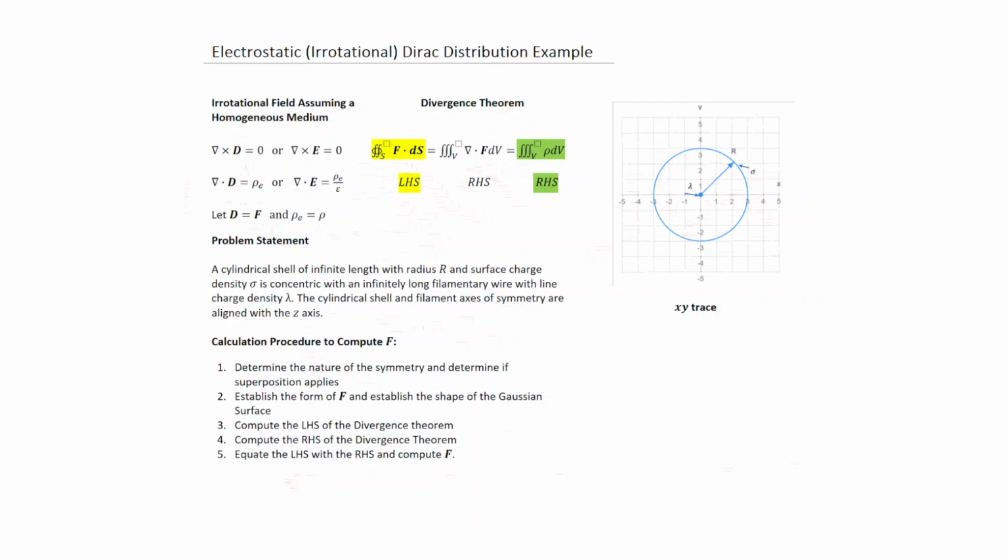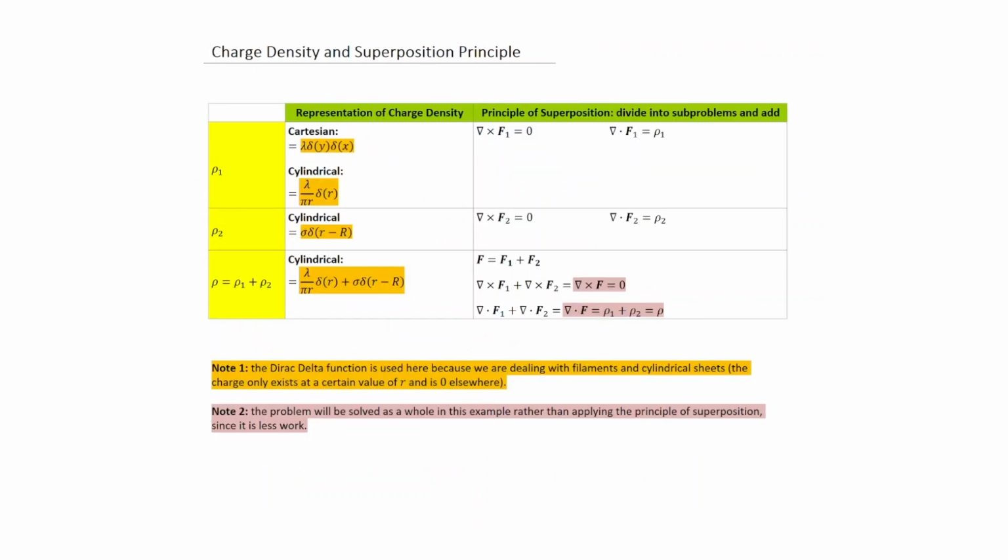All right, so let's look at the charge density and the superposition principle. Let's see how this comes about in this problem, even though in this case we're not going to apply superposition, but you can see where it can play a role. So we're going to represent the charge density. We have a filament and we have a surface charge.